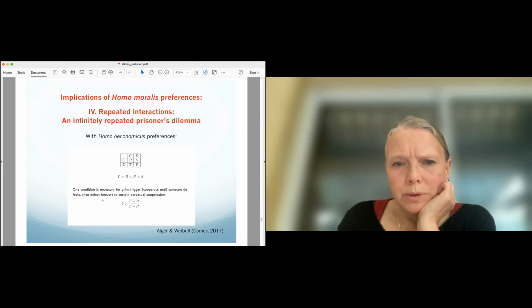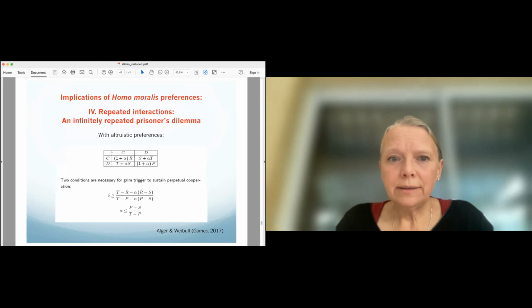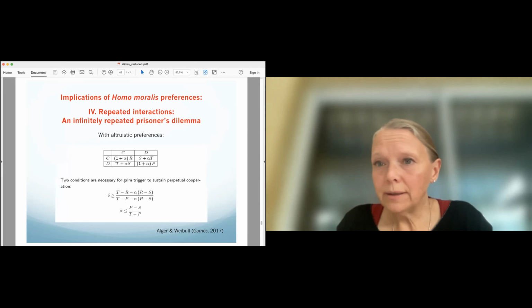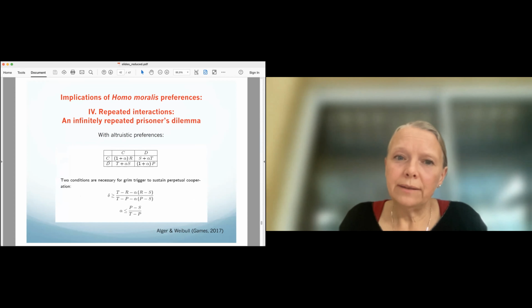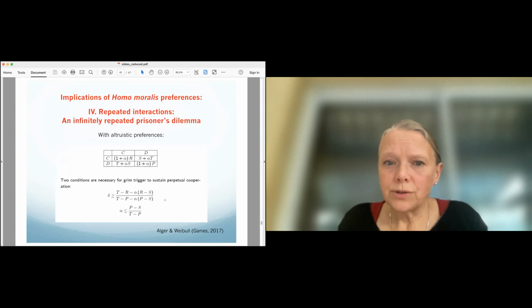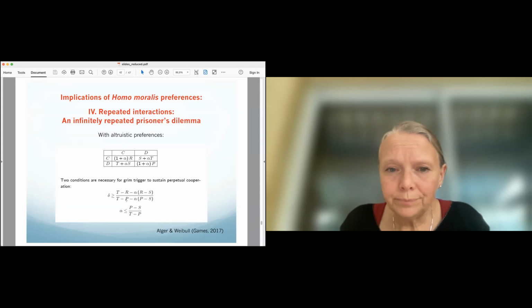Okay, so now what if players have altruistic preferences? Then the payoffs are modified in this way. Now they have this own payoff from defecting against a cooperator, but now also taken into account by weight alpha, the other's payoff. We get this payoff matrix. And now we get the conditions for Grim trigger to sustain cooperation to look like this. I will show you a picture later.